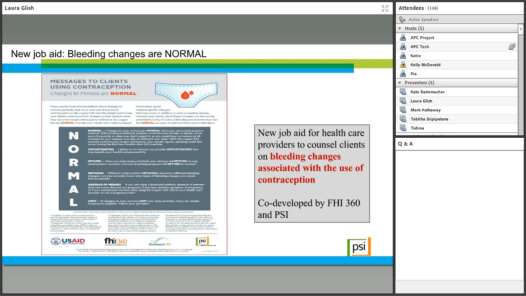We've tested out this tool with providers in several countries, and it was also used last week in the TOT in Madagascar to counsel real clients. So far, positive results. This is available in French and Spanish and soon to be Portuguese. You can find it on FHI's website as well as the K4H toolkit.